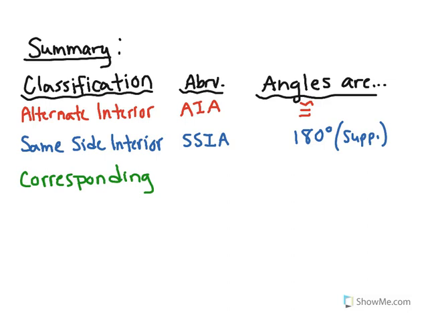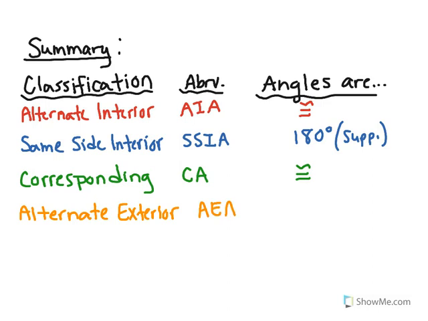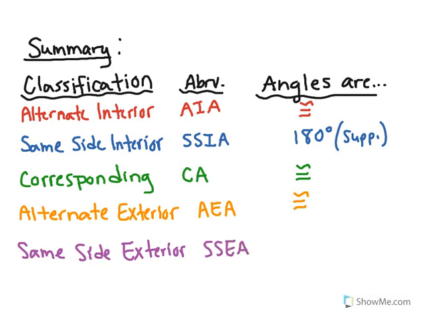The next kind were corresponding angles, which I'm going to abbreviate CA, and those were also congruent. Then we had alternate exterior angles, so that would be AEA, and those were also congruent. The last one that we had was same side exterior angles, so SSEA, and those were also 180 degrees, which were supplementary as well.